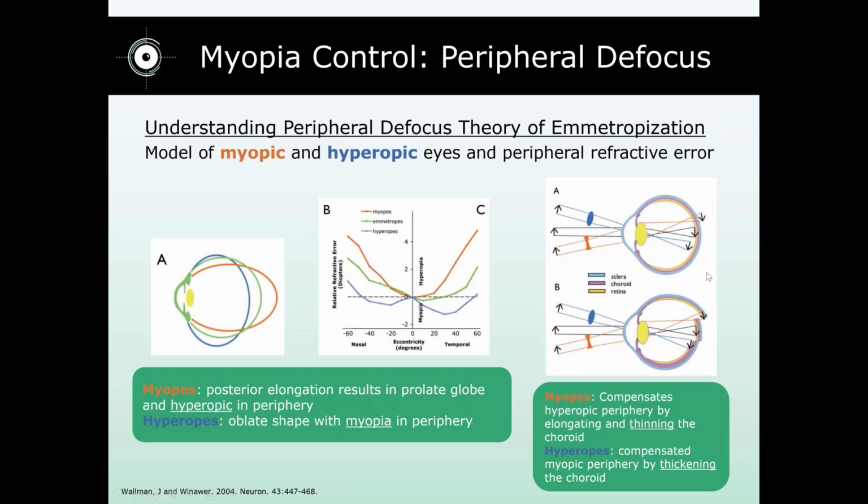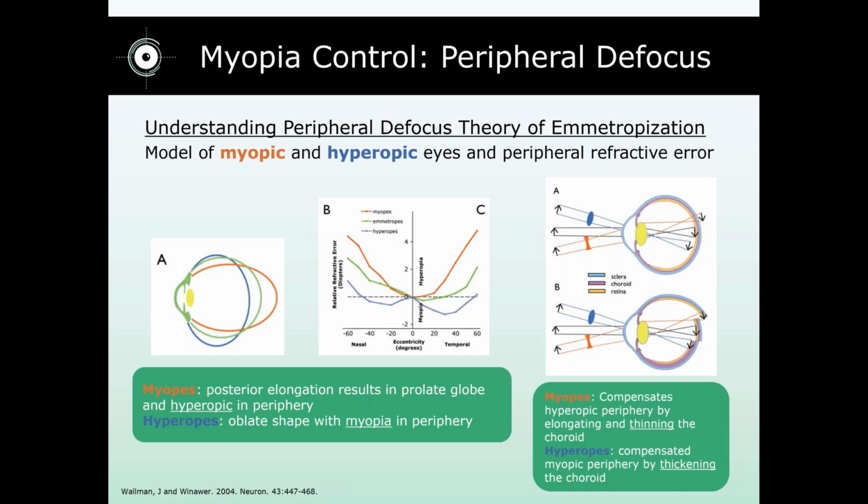And this hyperopic image, I love this article because it shows very clearly that you have a thinning. That purple is the choroid, and you have a thinning of the choroid. This precedes axial elongation for that retina to emmetropize to match that hyperopic image. The reverse is true with the hyperope, and you have a thickening of the choroid. So then, knowing that these peripheral retinal optics play a large role in emmetropization, how can we capitalize on this?